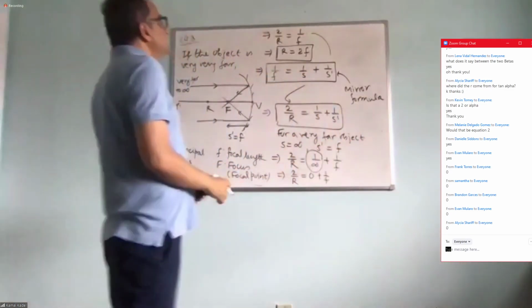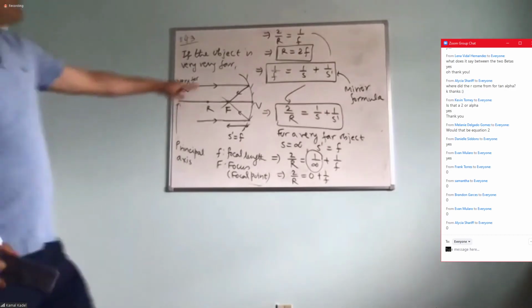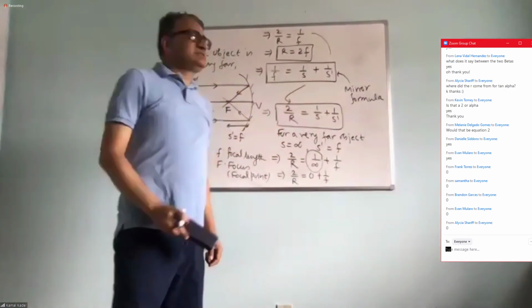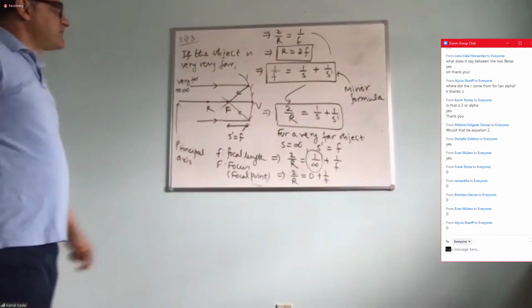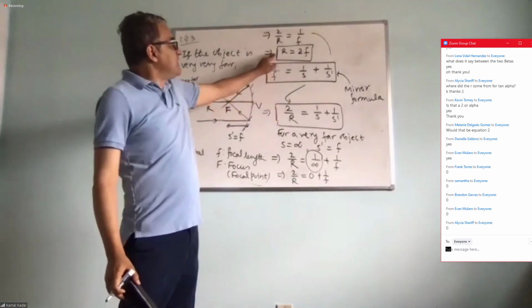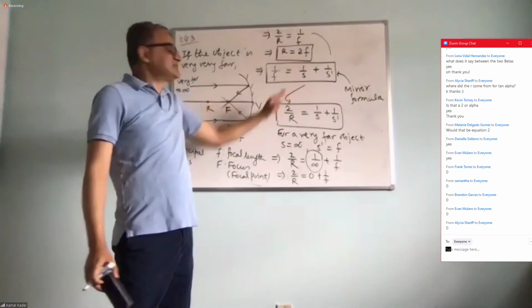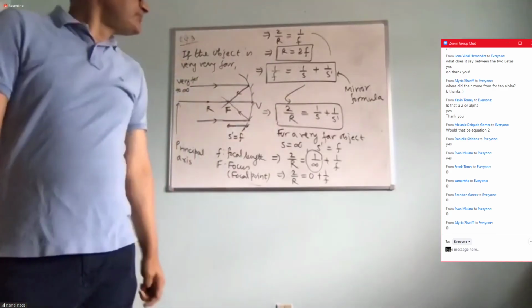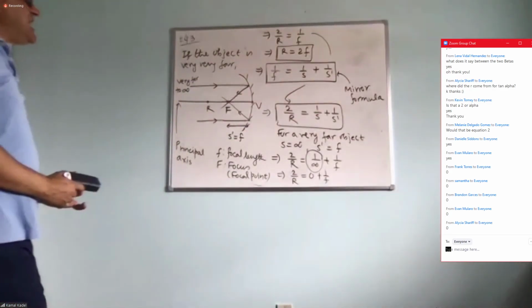So this is the relationship between focal length, object distance, and image distance, and this is called the mirror formula. They both are valid because we have this relationship here, but this is called the mirror formula. So now we have derived the mirror formula.